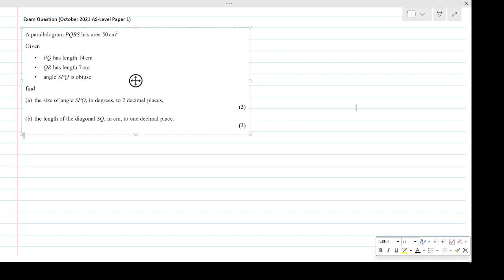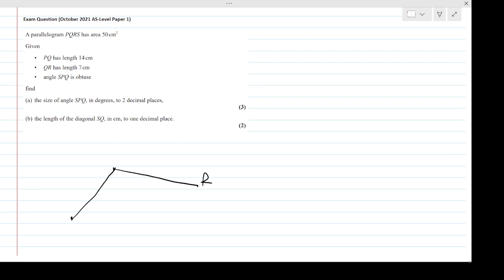So again, probably best to draw a rough little idea of the shape, right? So it's a parallelogram, so it's four sides. So we have PQ here, and then R is say here, and then it's going to be parallel, so it's going to be matching, right? So it's going to be S here, PQRS, and then we join it. So I get this parallelogram shape. There we are, this parallelogram shape.